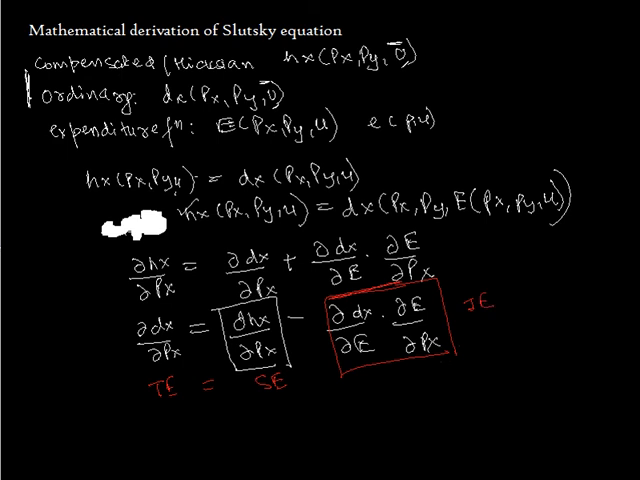I'm repeating: it reflects the way in which a change in Px changes the demand, through the necessary change in expenditure. This is your income effect. The negative sign shows the direction of the effect. It could be positive, it could be negative.